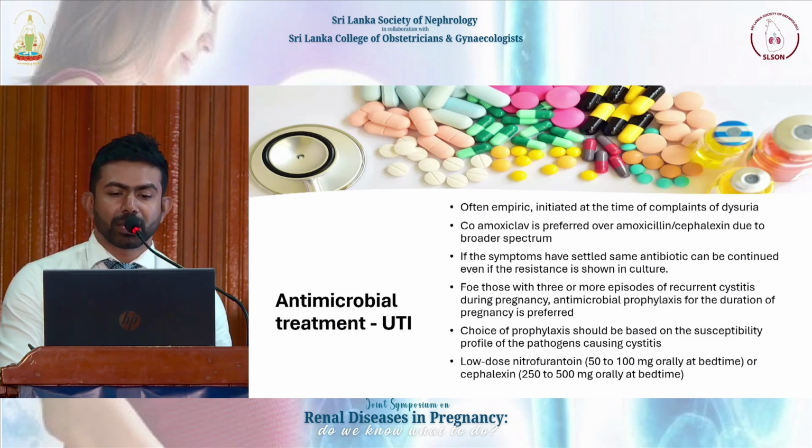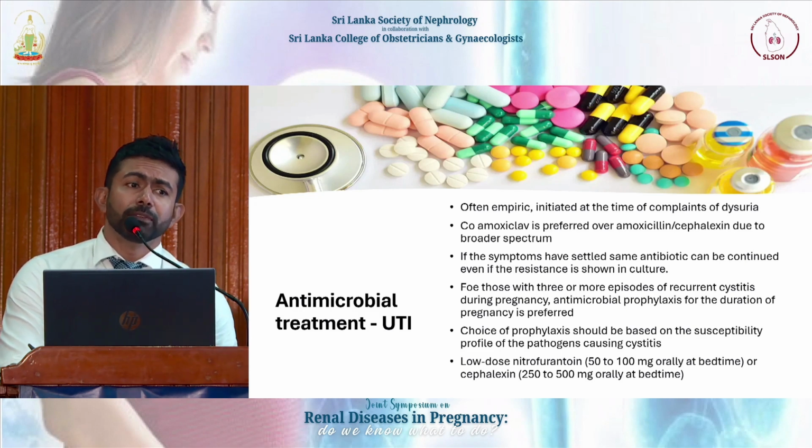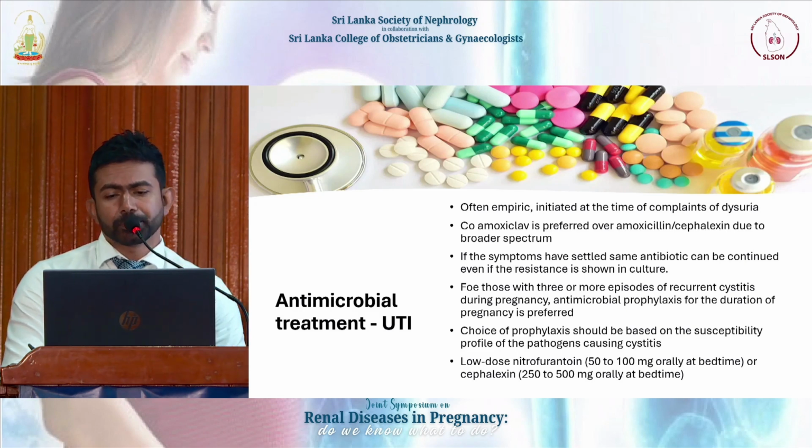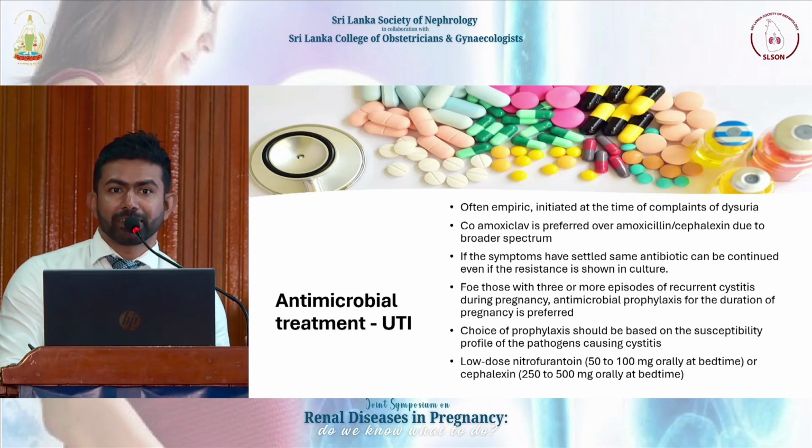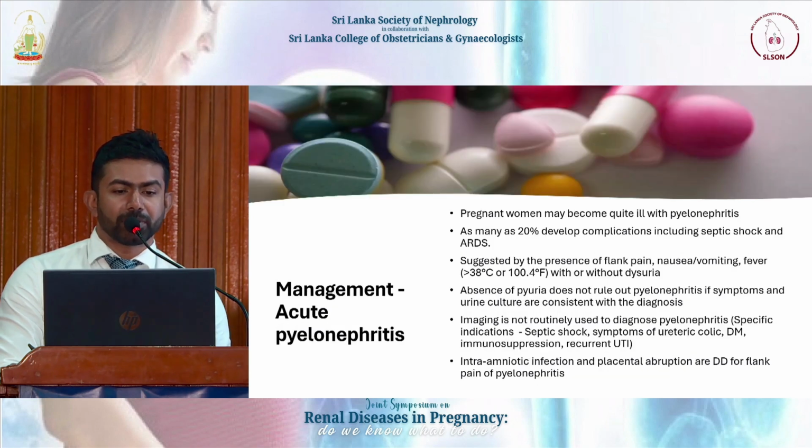Cefalexin or co-amoxiclav would be an empirical treatment we usually start, and then once the urine culture is available, you can treat accordingly. The problem of urinary tract infections in pregnancy is that you can get recurrent UTIs. So when a pregnant woman has 3 or more episodes of UTI, you need to give prophylaxis for the duration of the pregnancy, which is recommended. You can select the prophylaxis according to the susceptibility of the last grown organism. Nitrofurantoin and cefalexin are the 2 common antibiotics we use.